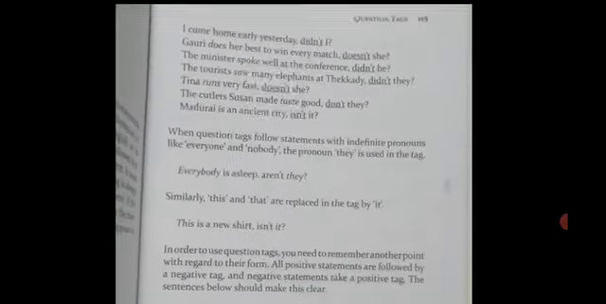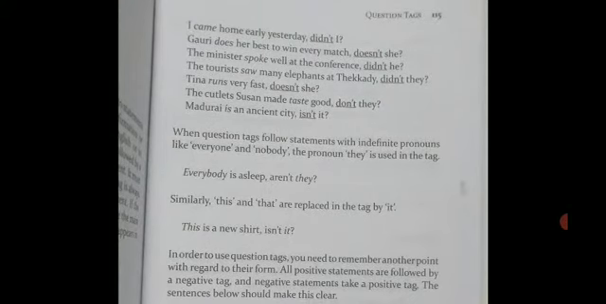Here are a few more examples. I came home early yesterday, didn't I? Came is a simple past. That's why, according to the do format, we take did, and it is not negative. It is a simple statement. I came home early yesterday, didn't I?